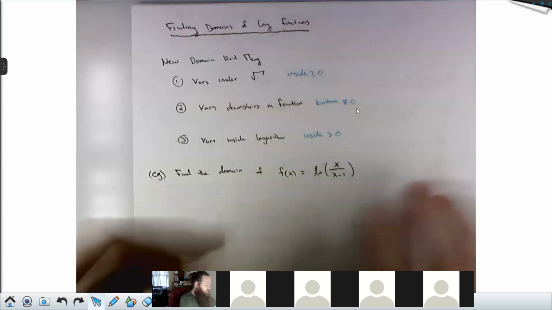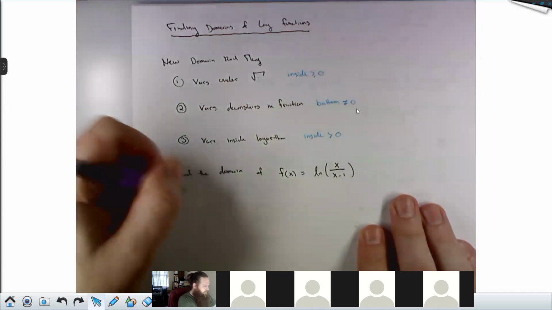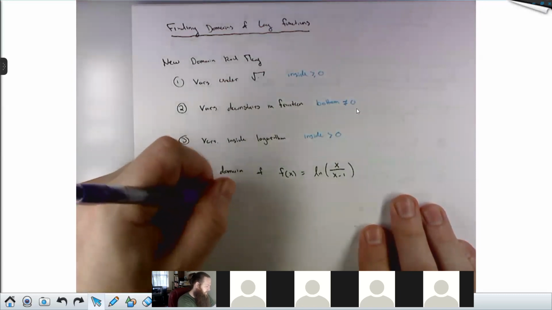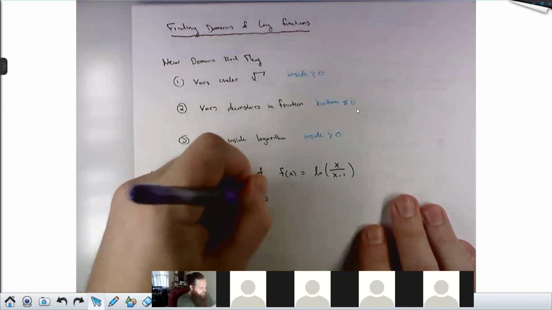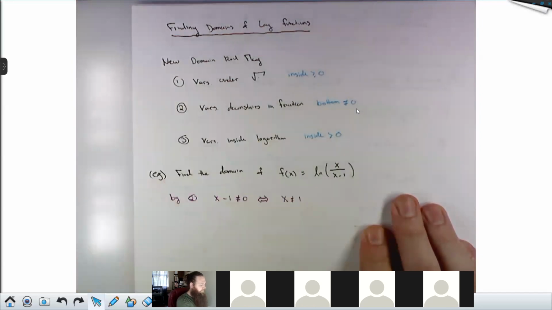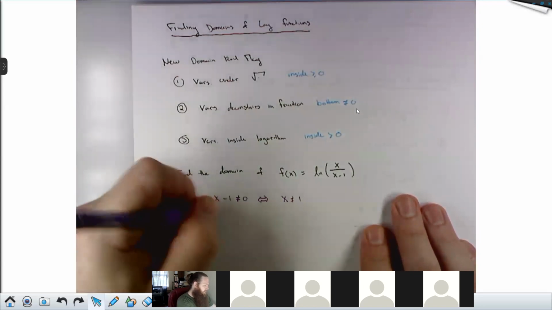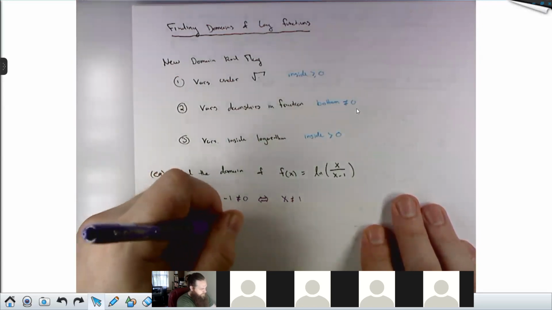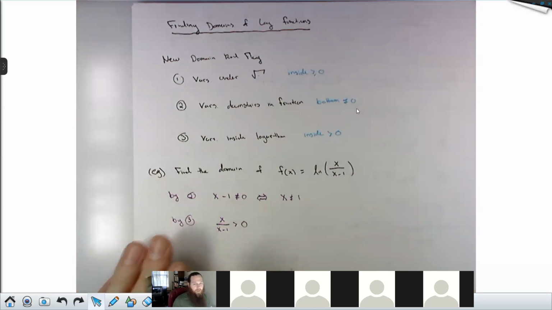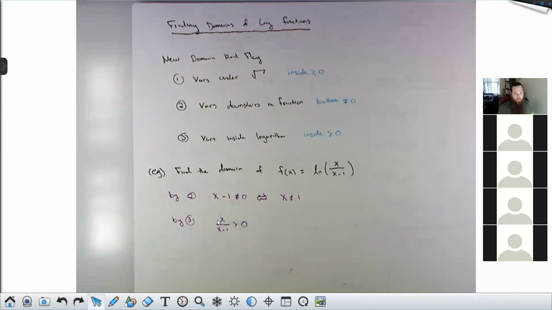So here, I would say, okay, by the second red flag, I need x minus 1 to be non-zero, which means x is not allowed to be 1. And then by 3, I need x over x minus 1 to be strictly positive. And this is a rational inequality, which is the sort of inequality we've just been practicing how to solve. How do I solve this inequality? Set the top and bottom equal to 0. Very good, very good. Everything's already pulled to one side. There's no factoring to do top and bottom.